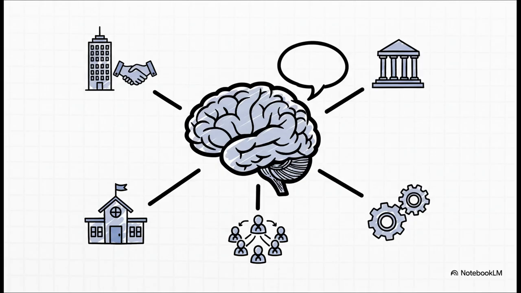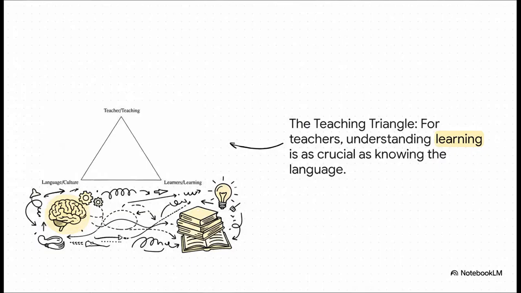So when you're digging into SLA, you're not just looking at language. You're really getting at the core of how humans learn, period. And for anyone in education, this teaching triangle is such a powerful idea. It shows that being a great teacher isn't just about knowing the language and the culture inside and out. Nope, that's only one corner of the triangle. The other two are the teacher, and maybe most importantly, the learners and their whole learning process. SLA research gives us the tools to understand that entire bottom corner.